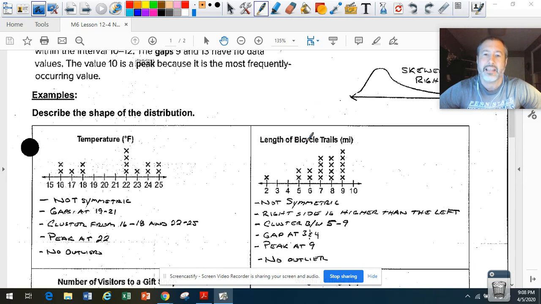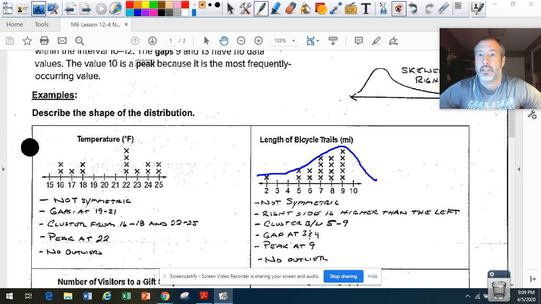We're dealing with the length of bicycle trails. So take a look here. We sort of have this tail over here, and then it starts going up, goes up, goes up, goes up, and then down. Okay, so this here is skewed left. We call this skewed left. Here's our tail over here. It's not symmetric at all. The right side is higher than the left. That's why we call it skewed left.